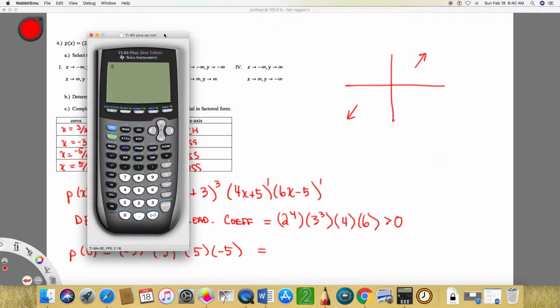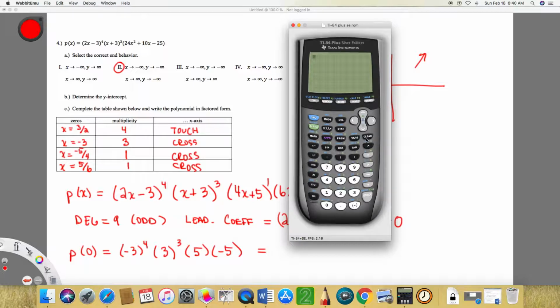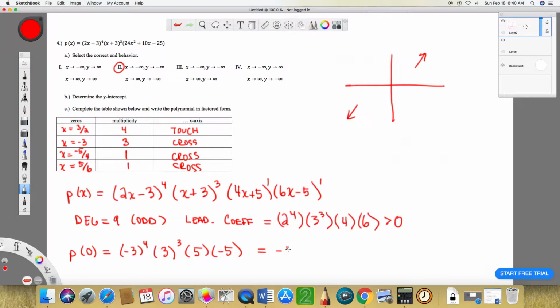Negative 3 to the fourth, though, we know that's 81. And we know that 3 to the third is 27. And we know that 5 times negative 5, that's negative 25. Wow. Negative 54,675.